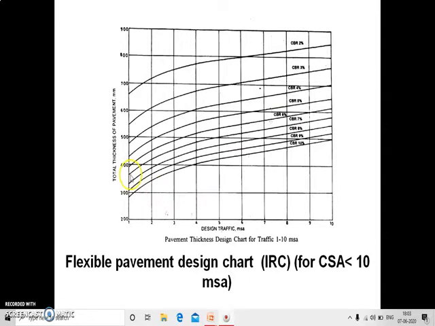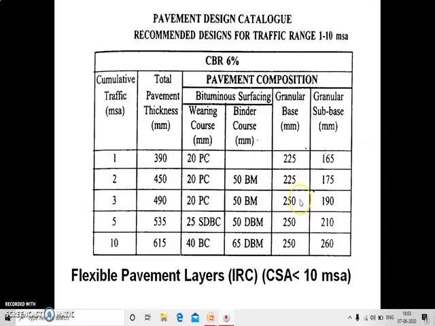Total pavement thickness in mm: 390, 450, 490, 535, 615. Wearing course in mm: 20 PC, 20 PC, 20 PC, 25 SD, MPC, 40 PC. Then binder course in mm: 50 BM, 50 BM, 50 TPM, 60 TPM. Granular base in mm: 225, 225, 250, 250, 250. Granular subbase in mm: 160, 190, 210, 260. Flexible pavement as per IRC: CSA should be less than 10 million standard axles.